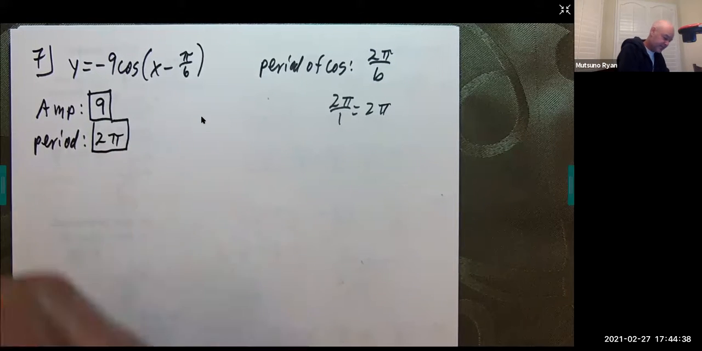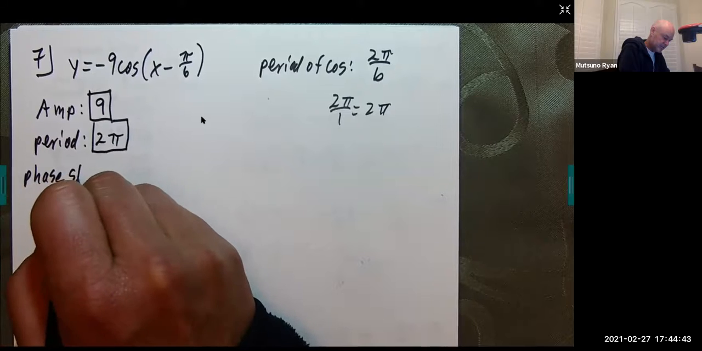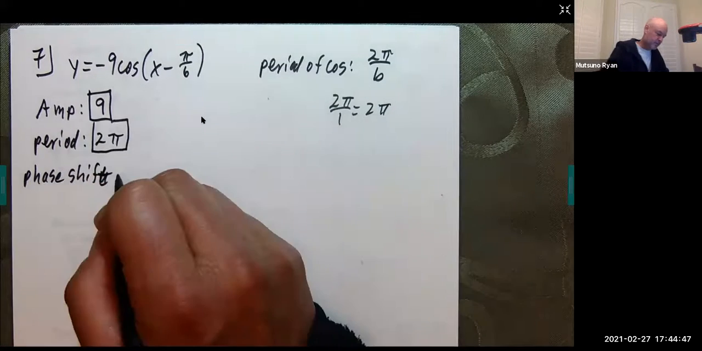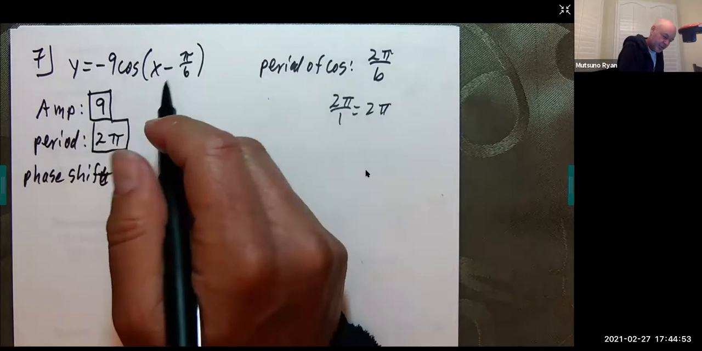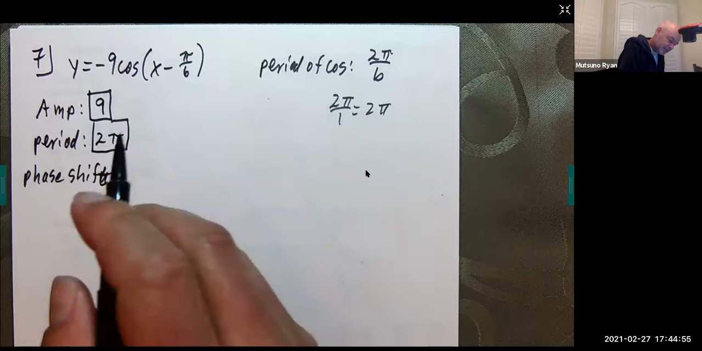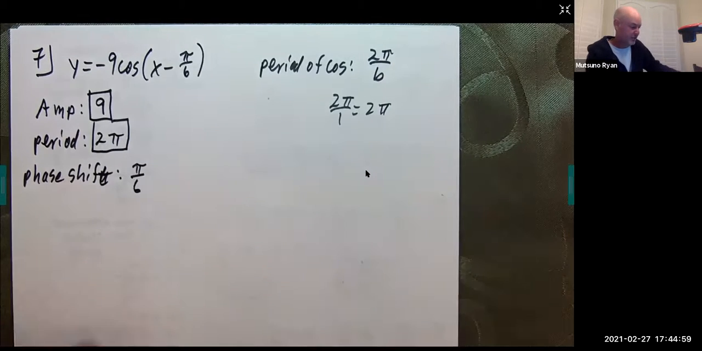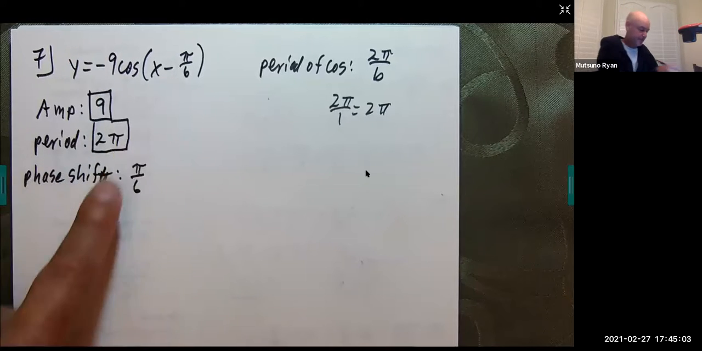Last thing they want is the phase shift. In phase shift, it's the opposite sign that you see here. So the minus pi/6 actually makes it a positive pi/6. So you always change the sign there. The amplitude, we're going to make positive no matter what. The phase shift, it's always the opposite.